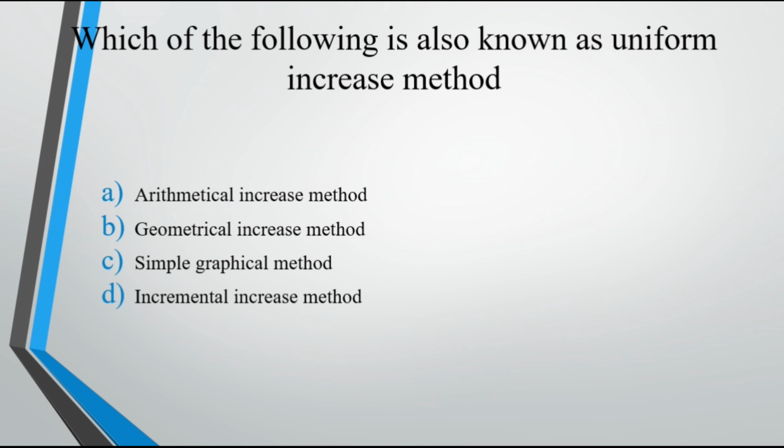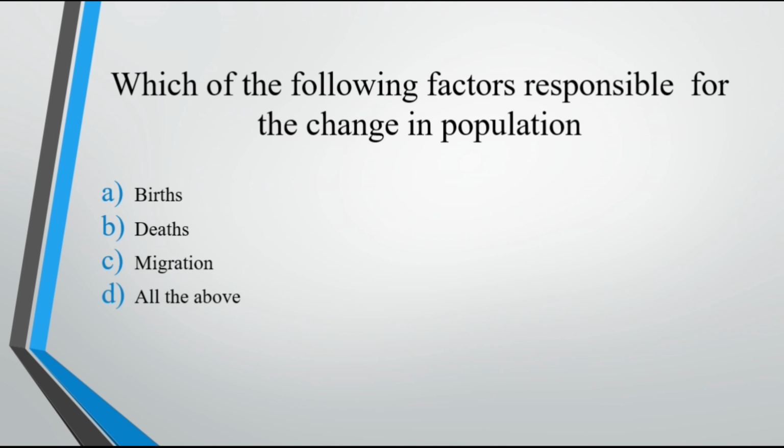Next question, which of the following is also known as uniform increase method? Option A, arithmetical increase method, option B, geometrical increase method, option C, simple graphical method, option D, incremental increase method. So the correct answer is option B, geometrical increase method. Uniform increase method is also known as geometrical increase method.